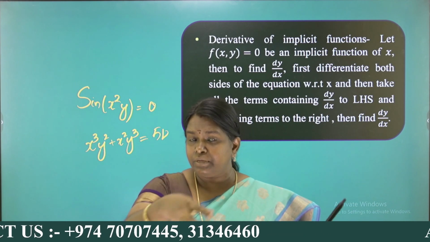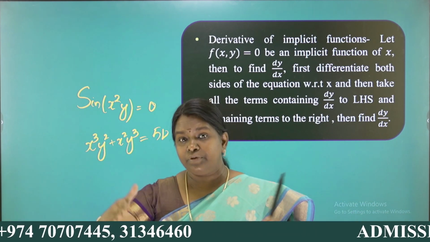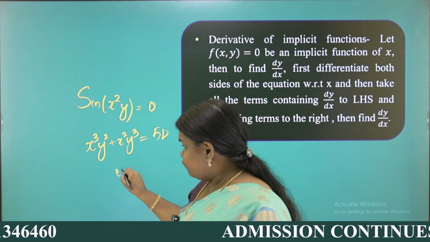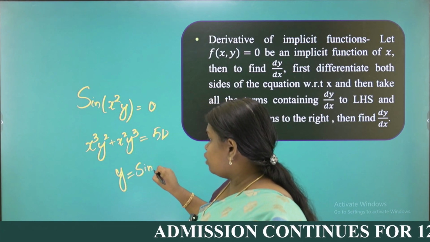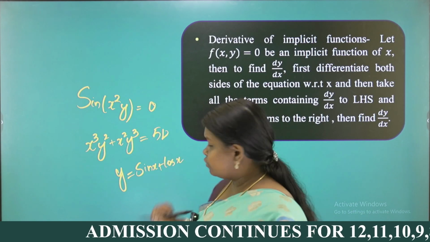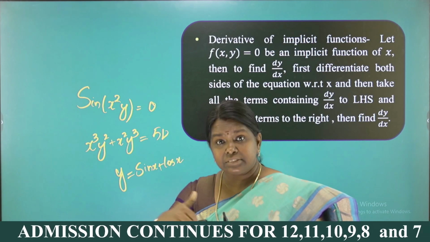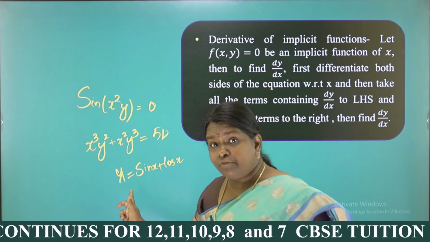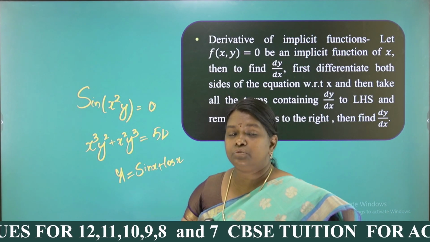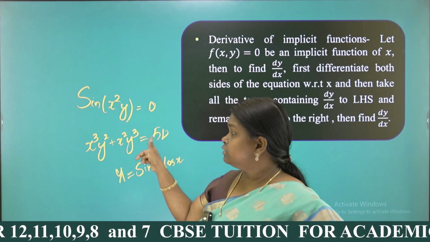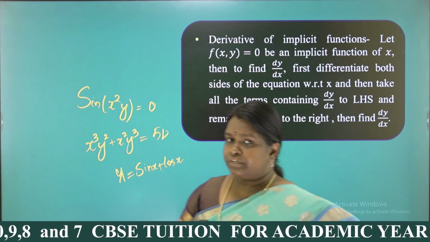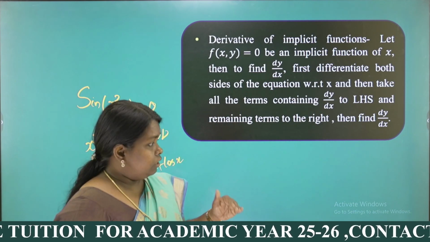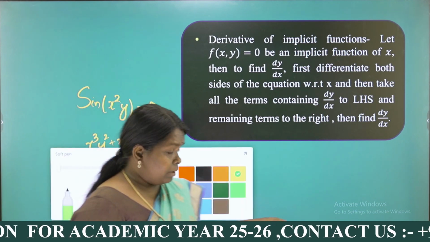Explicit means both variables are separated on both sides. So for example, if y is equal to sin x plus cos x, this is an explicit function, right? Because on the LHS you have only y, on the RHS you have only x. This is an explicit function and this is an implicit function. So how do you find the derivatives? We had some questions of that kind, so hope you all remember that. When we do questions, I'll give more examples of that.